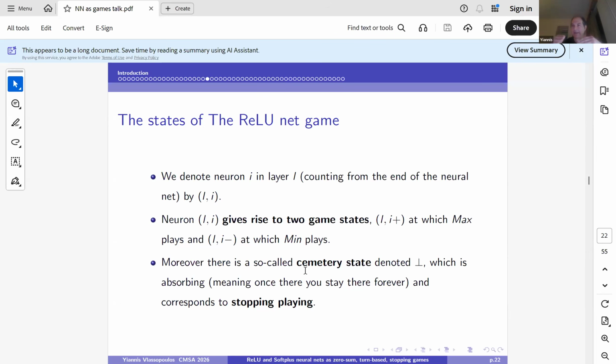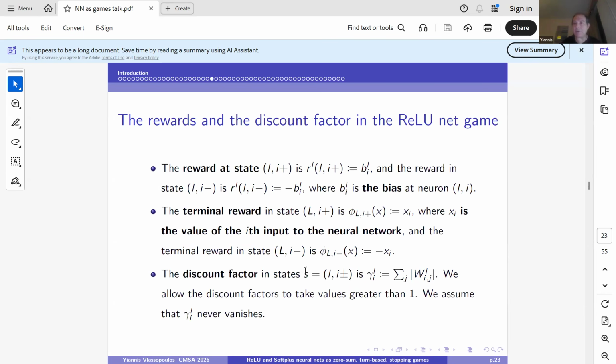Once you have your neural network, the states of the game are just double the neurons. Every neuron gives rise to a max state and a min state. I'm going to show you a picture in a little while so you can get the geometric picture of what this is.